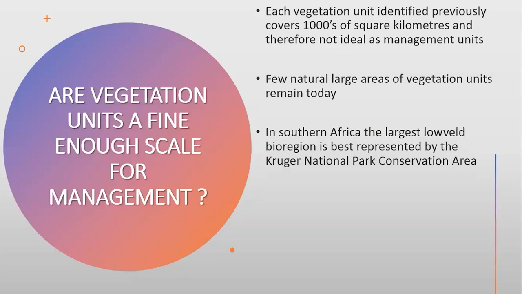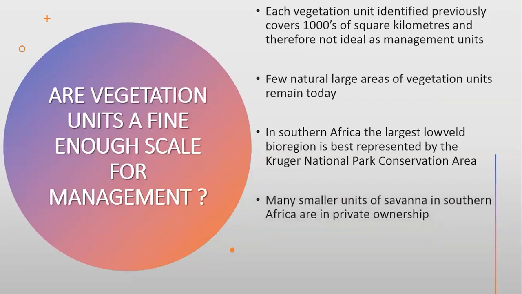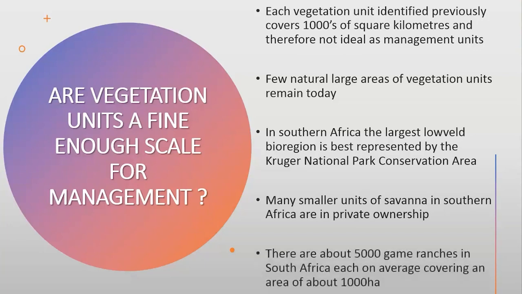Just for example, the one that we are mostly familiar with in Southern Africa, the largest savanna bioregion, is best represented by the Kruger National Park Conservation Area. However, many smaller units of savanna in Southern Africa are in private ownership. And I think this is an important concept to think about. There are over 5,000 game ranches and private game reserves in South Africa, each on average covering an area of about 1,000 hectares.